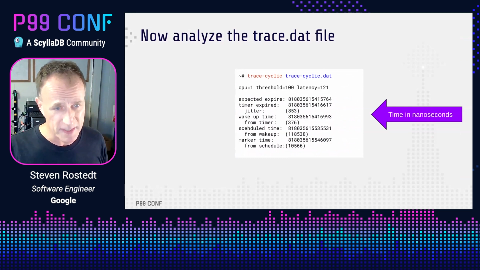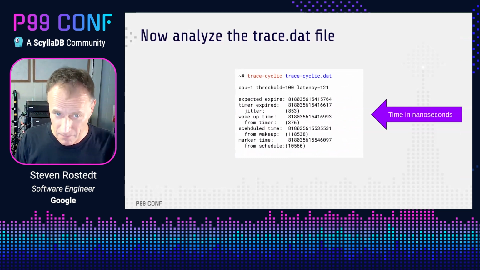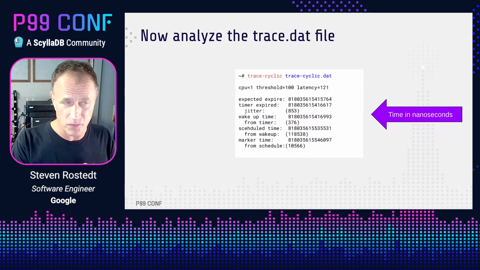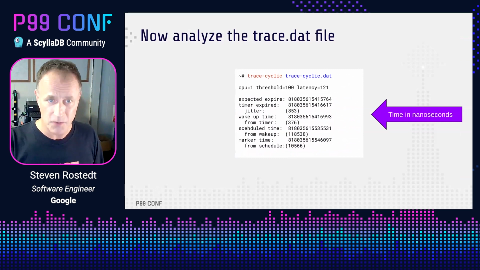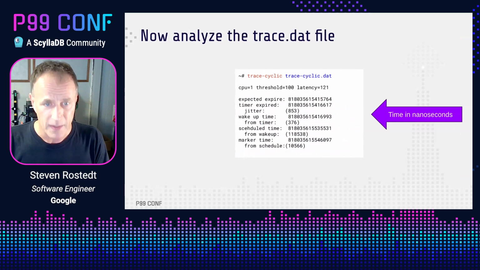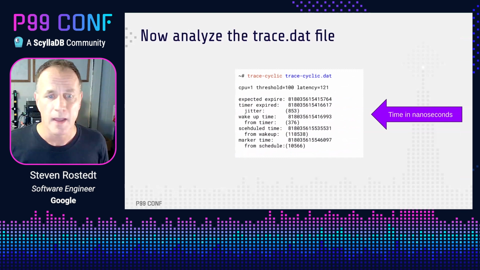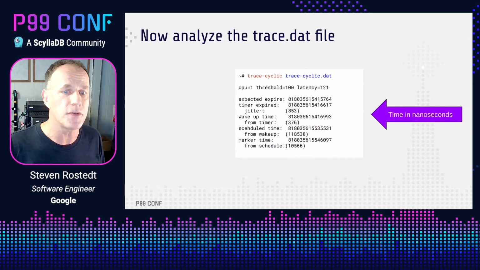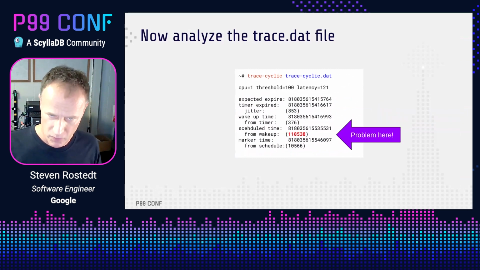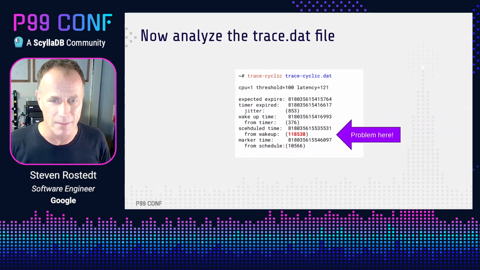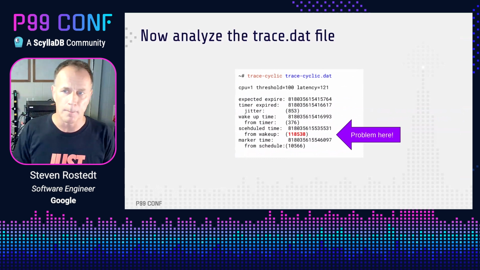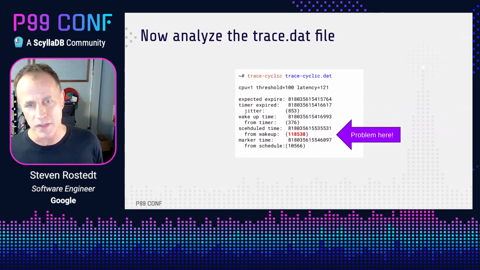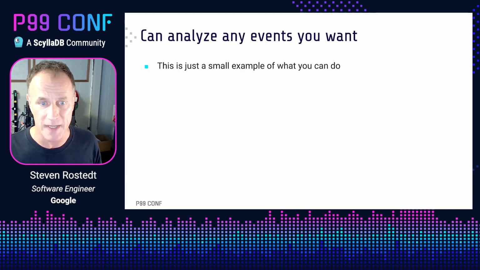The time from when the timer executed to when it actually woke up is the next difference, which is 376 nanoseconds. Then when we scheduled from the time it woke up to when it actually got scheduled onto the CPU, if you look, that's the big number right there. That looks like the problem. It's 118 microseconds, which is greater than the 100 microsecond threshold that we wanted to give. So this is where the problem likely lies.